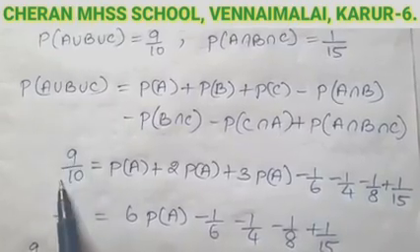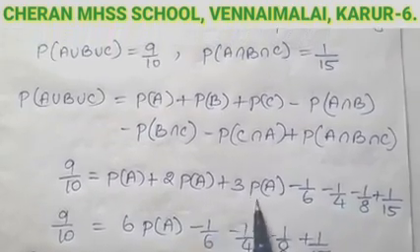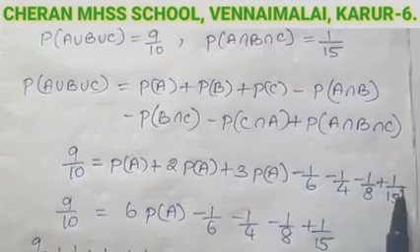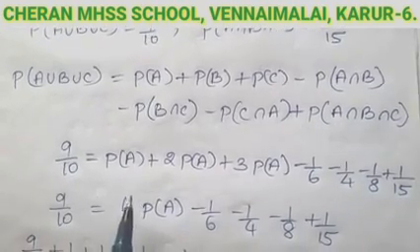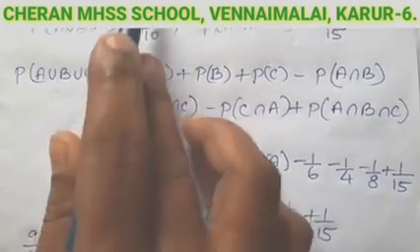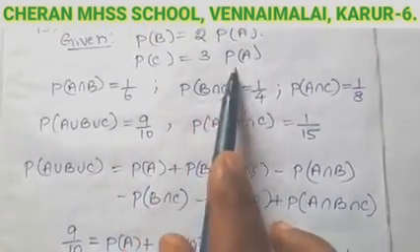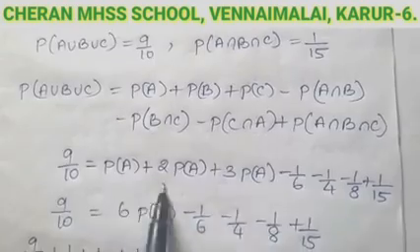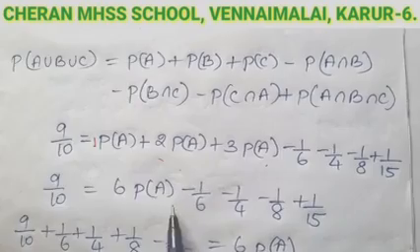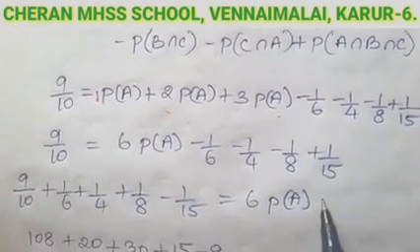We substitute the values. 9 by 10 is equal to P of A plus twice P of A plus thrice P of A minus 1 by 6 minus 1 by 4 minus 1 by 8 plus 1 by 15. Here P of A we write as it is. P of B is given as twice P of A, that's why we substitute here. P of C is thrice P of A. So we write here. When you add everything, 1 plus 2 plus 3 is 6 P of A, minus 1 by 6 minus 1 by 4 minus 1 by 8 plus 1 by 15.